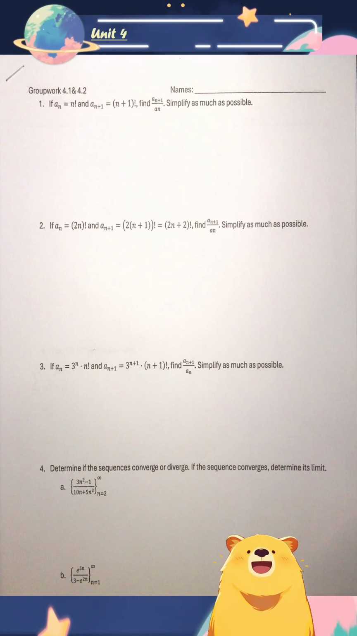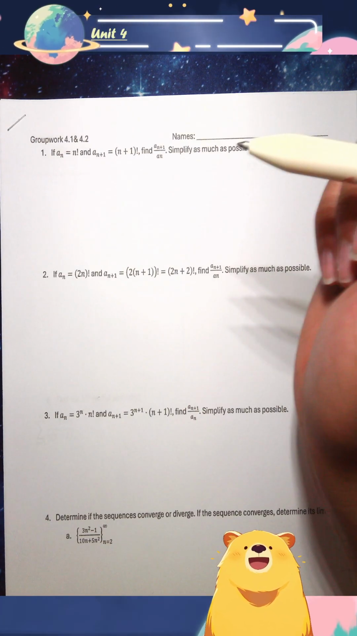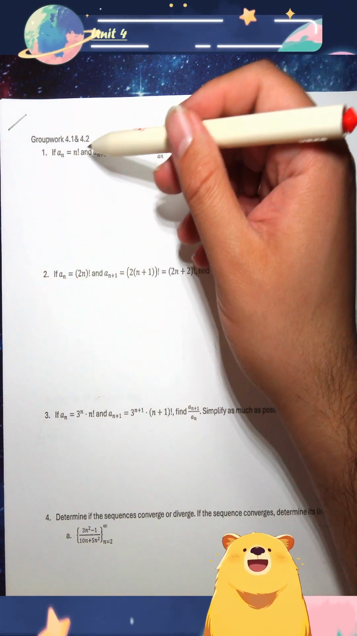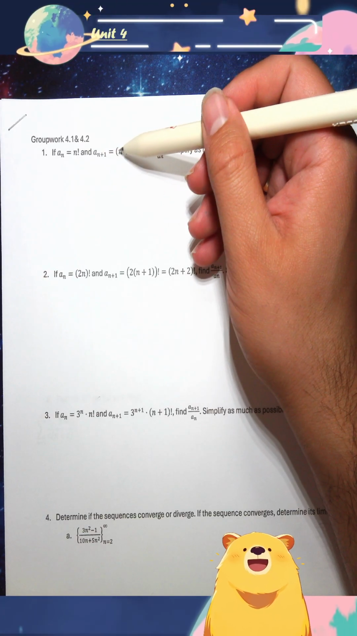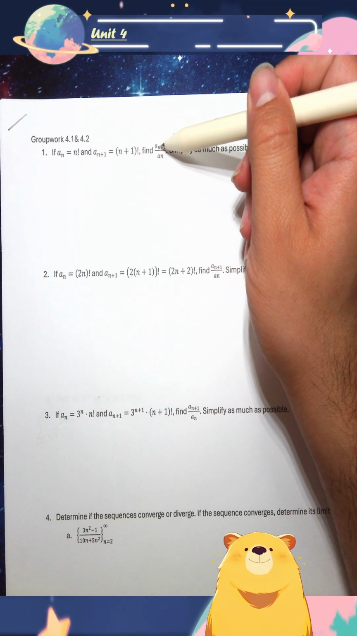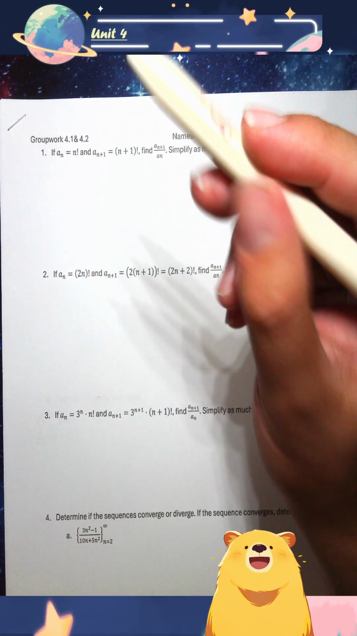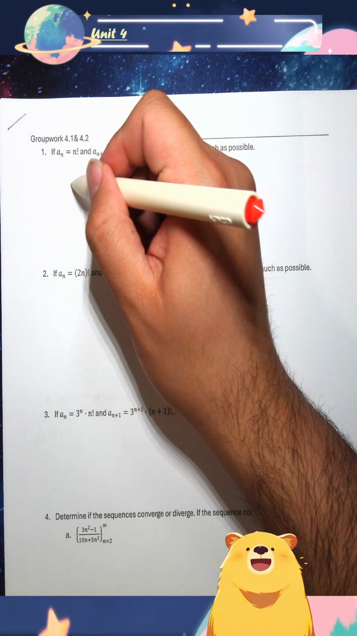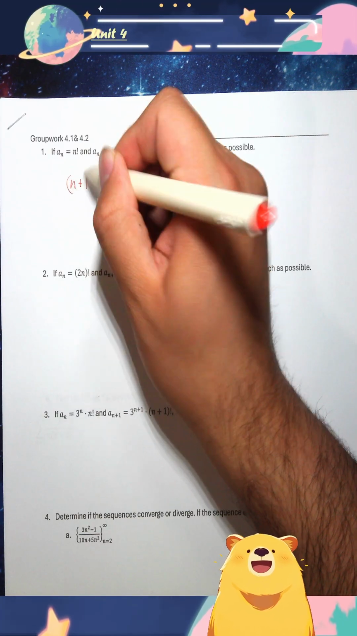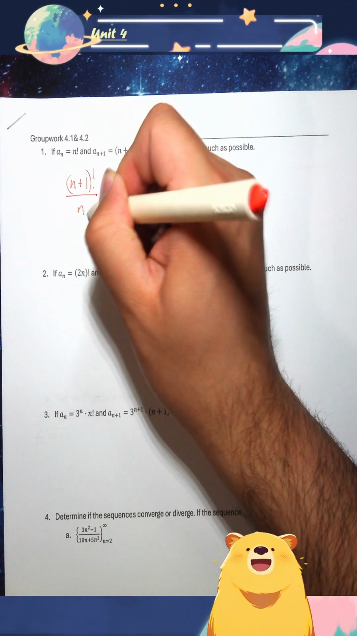And start the group work videos, or the worksheet video. Number one reads, if a_n is equal to n factorial and a_(n+1) is equal to (n+1) factorial, find a_(n+1) over a_n. Simplify as much as possible. Okay, so that's going to be (n+1) factorial over n factorial.